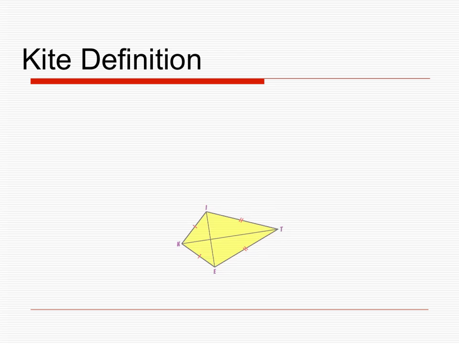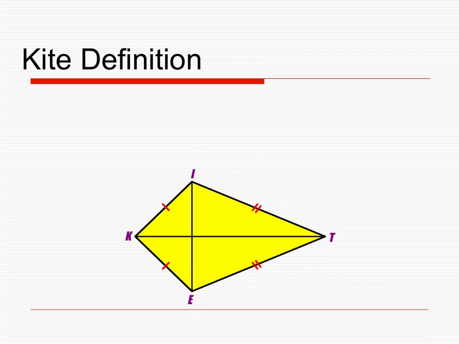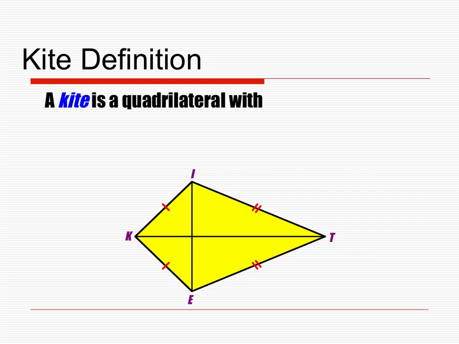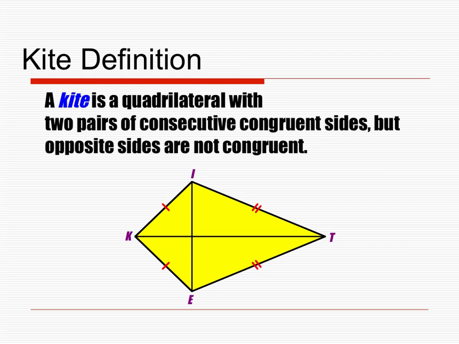Okay, kite definition. Here's an example of a kite. A kite is a quadrilateral, so it has 4 sides. 2 pairs of consecutive congruent sides, but the opposite sides are not congruent. So we got to think consecutive congruent sides. Consecutive just means they're next to each other. So in our figure, KI and KE are congruent. So KI and KE are consecutive congruent sides. And then I have IT is consecutive and congruent with TE. But the opposite sides are not congruent.